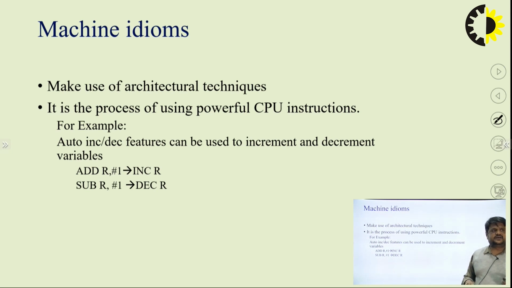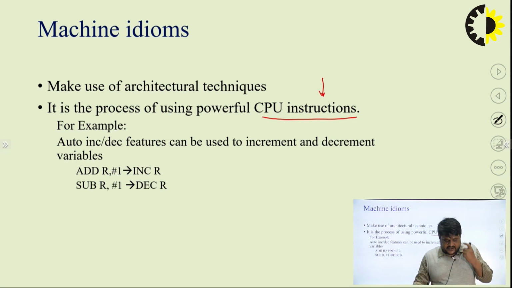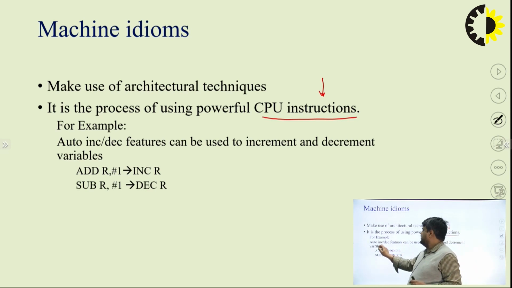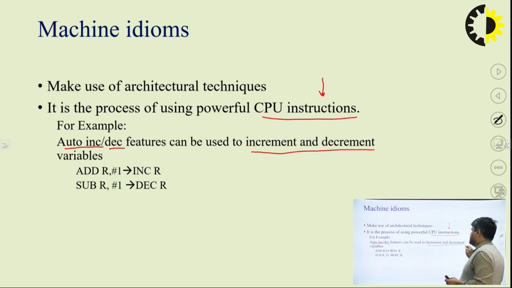Last one is the machine idioms. So what are the machine idioms? Basically, we can take the advantage of architectural techniques inside the machine code or the assembly code, and such things are called machine idioms. So it is the process of using powerful CPU instructions, meaning you will use the instructions that are directly executed on the CPU. For example, auto increment and decrement features can be used to increment and decrement variables.